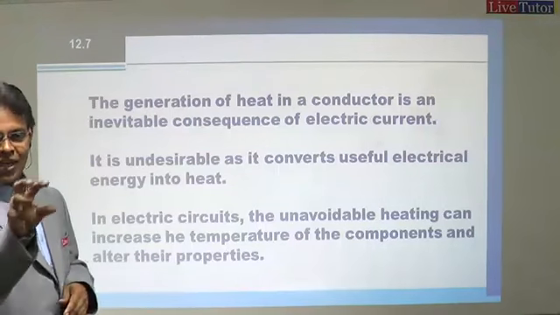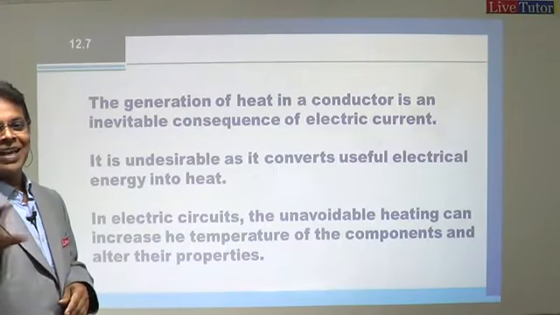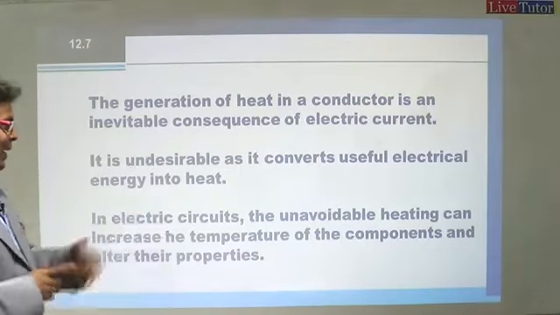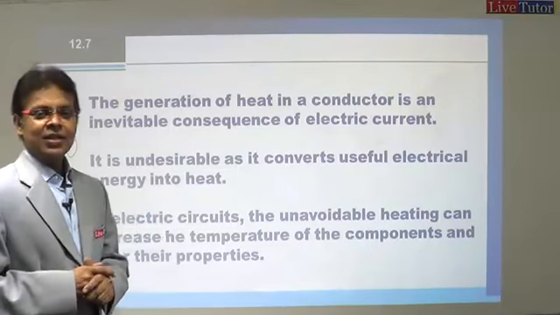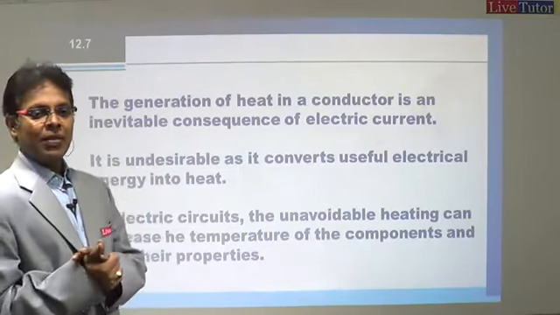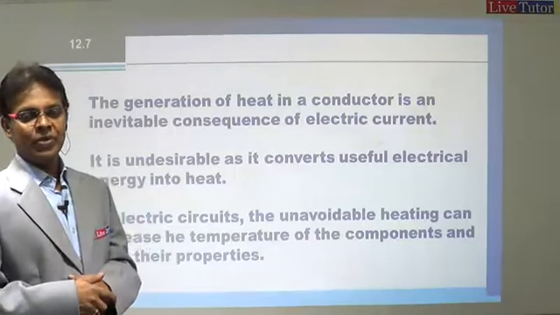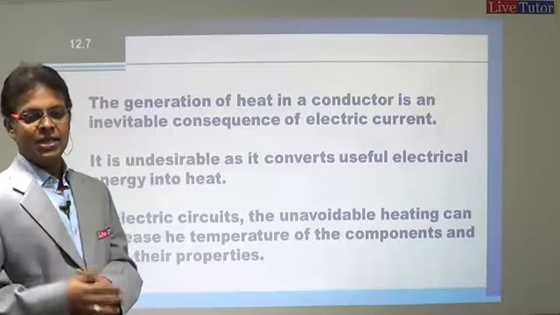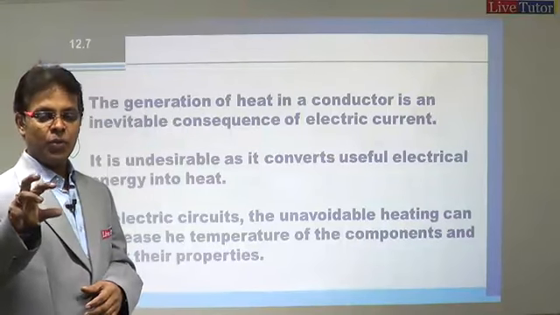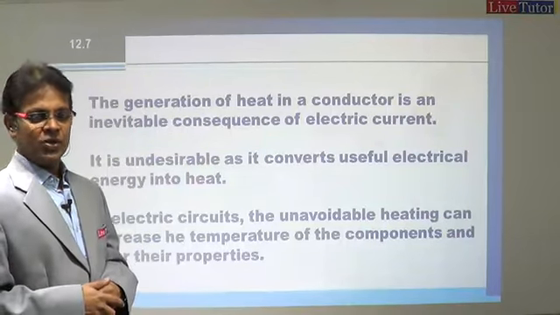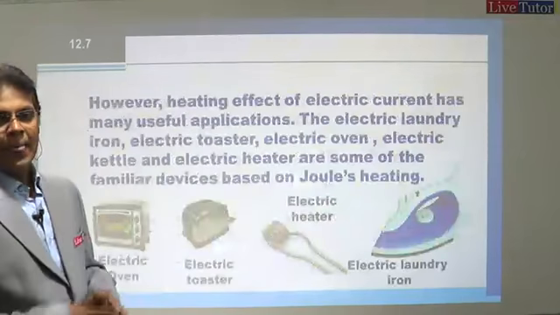Because we are using that only within the range, so that we can iron, isn't it? So in that way, if it is undesirable, what will happen? It will alter the property of the material which we are using. That means it will get melted, it will get cut, so that it will produce a short circuit. So these are all called undesirable.